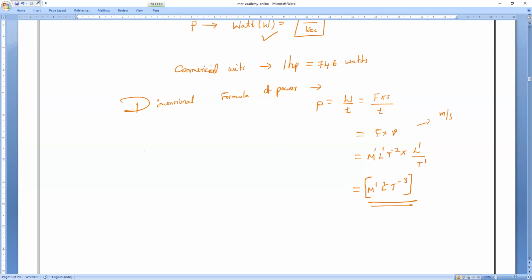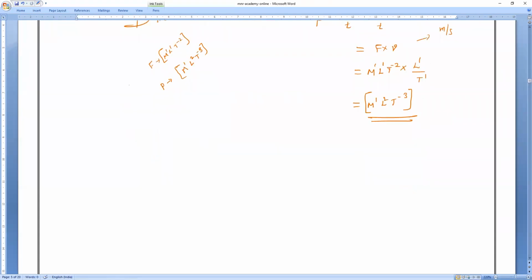Dimensional formula of force, sorry, the dimensional formula of force is M power 1, L power 1, T power minus 2. Always be one step forward compared to your friends. That is what is expected. So M power 1, L power 2, T power minus 3 is the dimensional formula of what? Power.